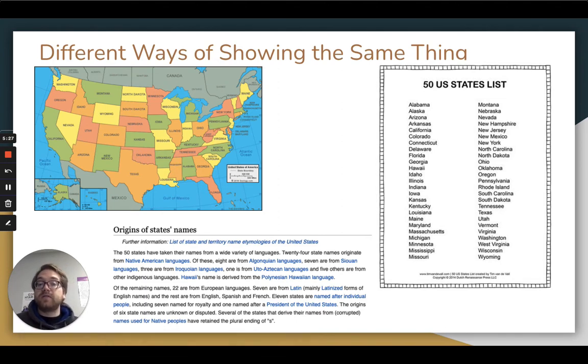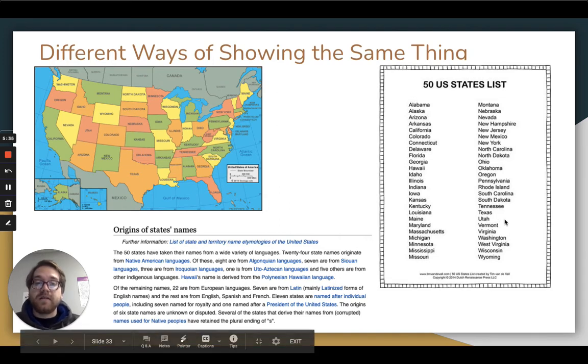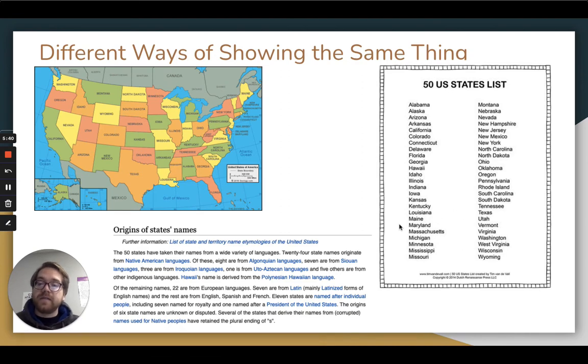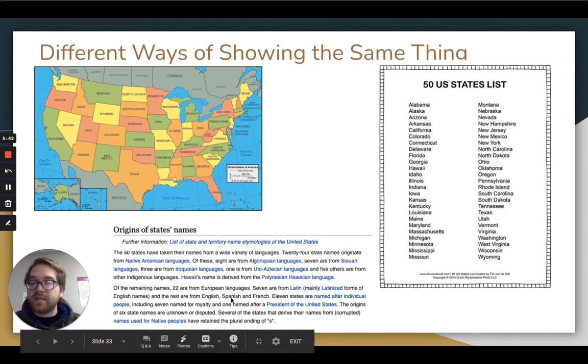Maybe you're trying to learn how to spell them, or it's easier to count on this list. And so that's a different way of looking at the states. Or maybe you're wanting to learn about their names and the origins of their state names. So you read this little article about the origins of their names.